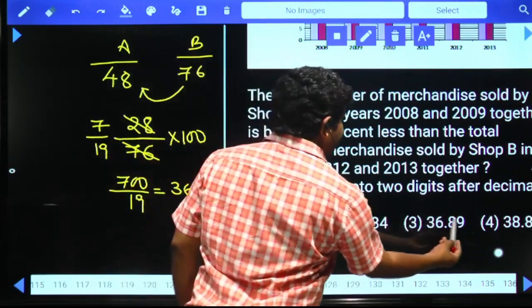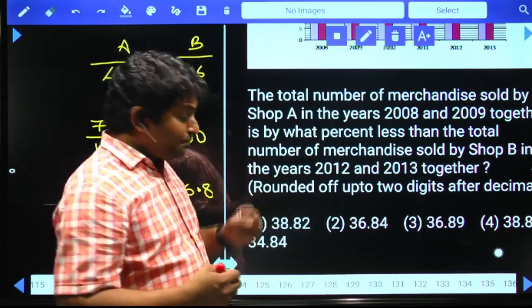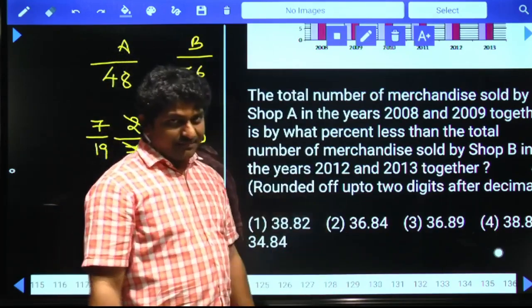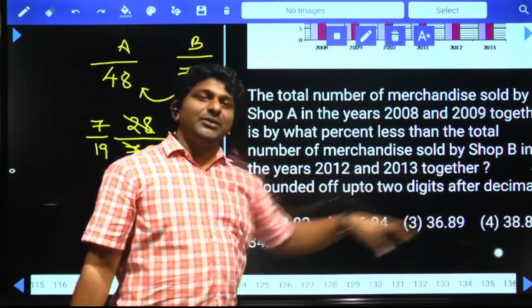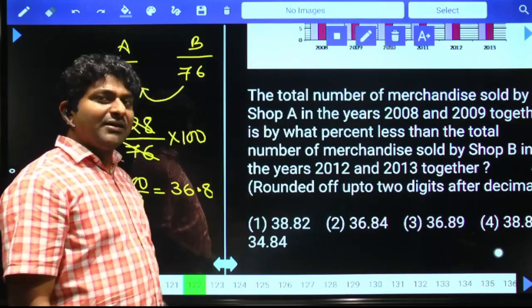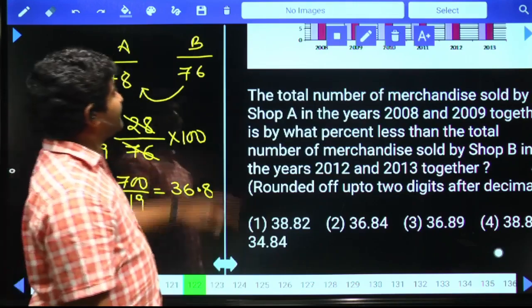36.84, 36.89. Options are very close to each other. So based on options, we will change our strategy. If you have options like that, definitely we will try using denominator.